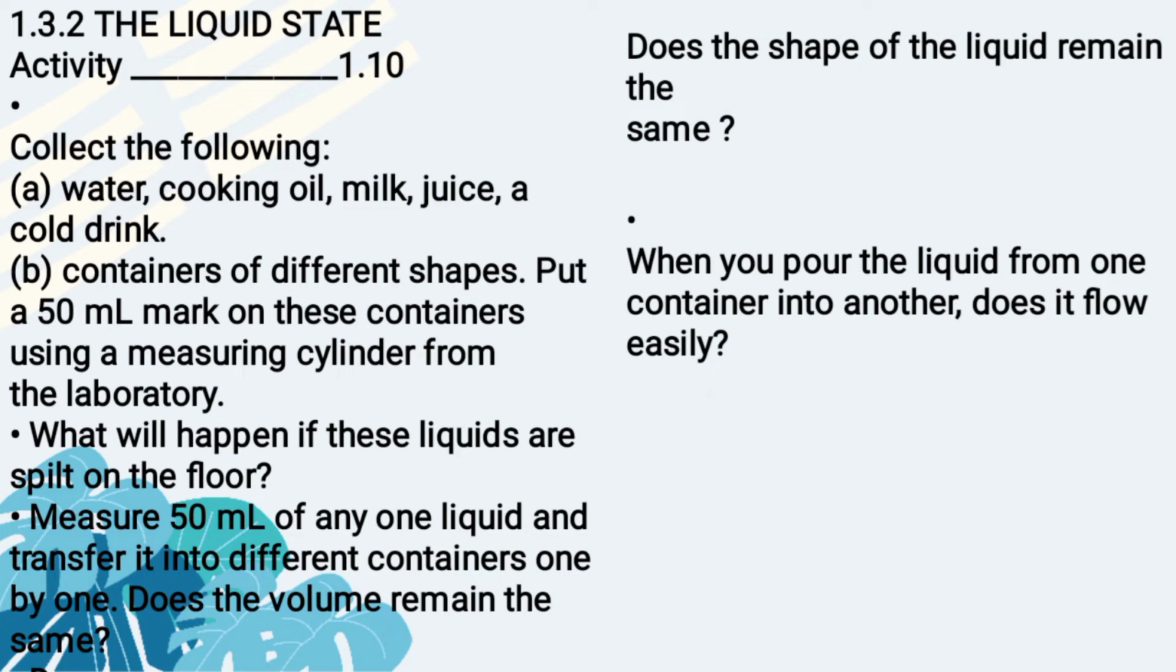The liquid state. Activity 1.10. Collect the following: water, cooking oil, milk, juice, and a cold drink. So you have to collect all of these. Containers of different shapes. Put a 50 ml mark on these containers using a measuring cylinder from the laboratory. What will happen if these liquids are spilled on the floor?